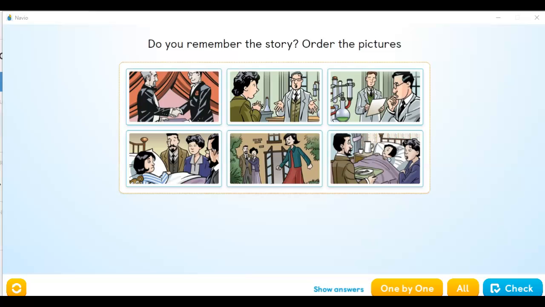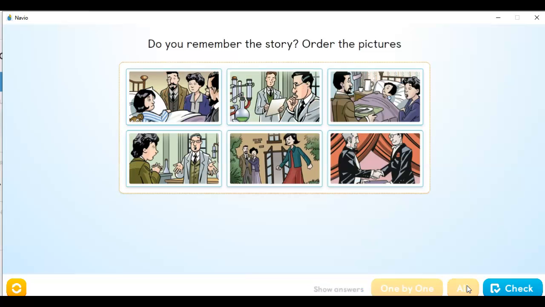We are starting by remembering the story that we read in Lesson 3. You can see here the pictures. Please put them in order. You can pause the video. You have 1 minute to do that. Here you can see the right order of the story.